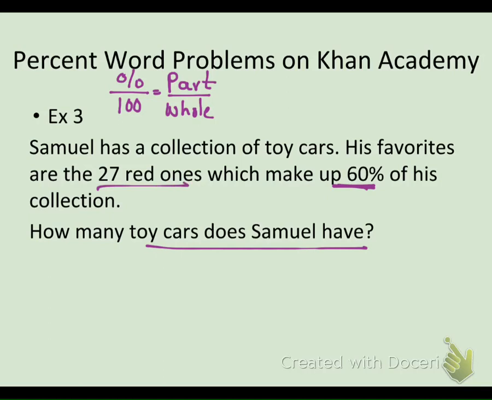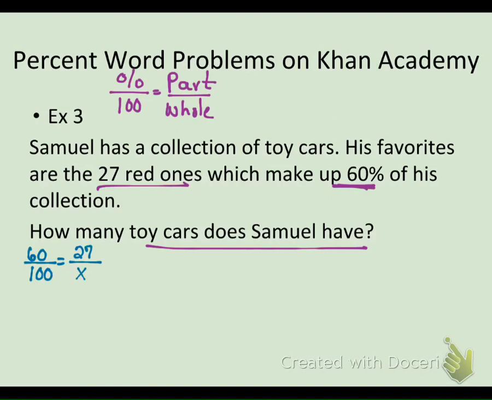27 red ones make up 60%. Okay, so where does my percent go? My percent goes on top, so 60 over 100, because percent is always over 100, equals part over whole. So do I know part of his collection or his total number of cars? I only know parts of the collection, because I only know how many red ones he has. So the 27 red ones is part of the collection. It's not the whole collection. So 27 is going to go top or bottom? Top for part. So I'm trying to find out the total number of cars, right? You want me to use X?